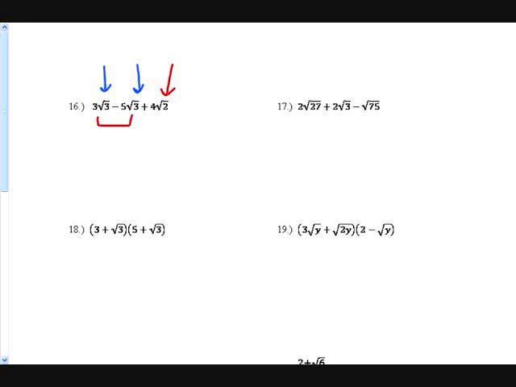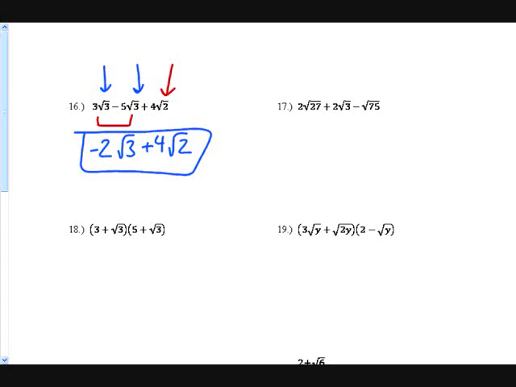So right here, a 3 root 3 minus a 5 root 3 is going to give me a negative 2 square root of 3. And it's just like what we would do with variables. We add or subtract the coefficients, and the radical part stays the same. And then this 4 square roots of 2 just tags along with the rad. I can't do anything else because I don't have any more like radical terms.